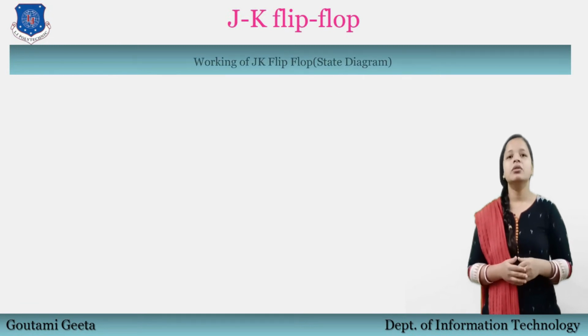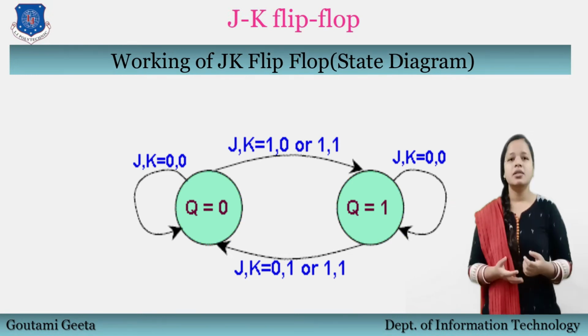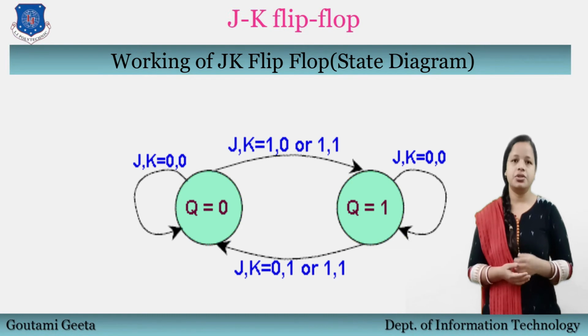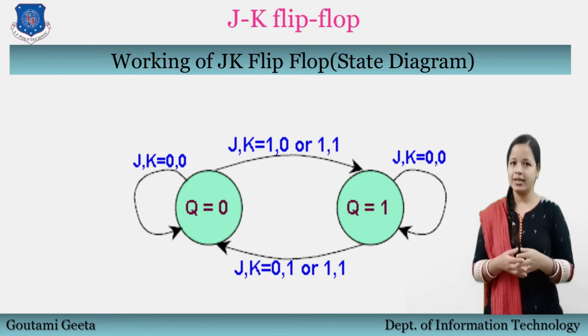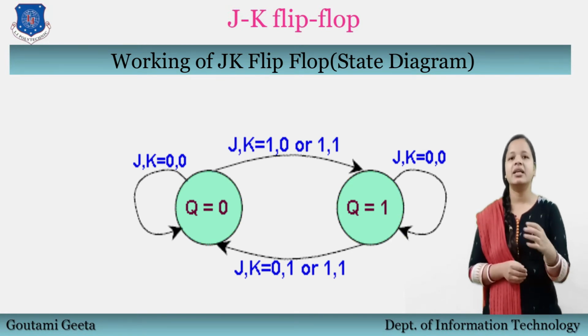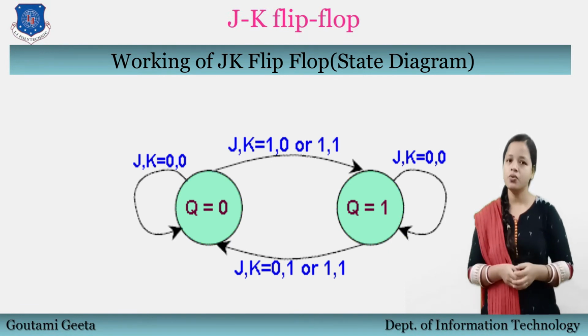Now, we can draw the state diagram for the JK flip-flop as shown here. The circles show the states, the directed lines show the transitions. Here we can see when the current state is 0 and our next state is 0, then we give input as J is equal to 0 and K is equal to 0, or J is equal to 0 and K is equal to 1.